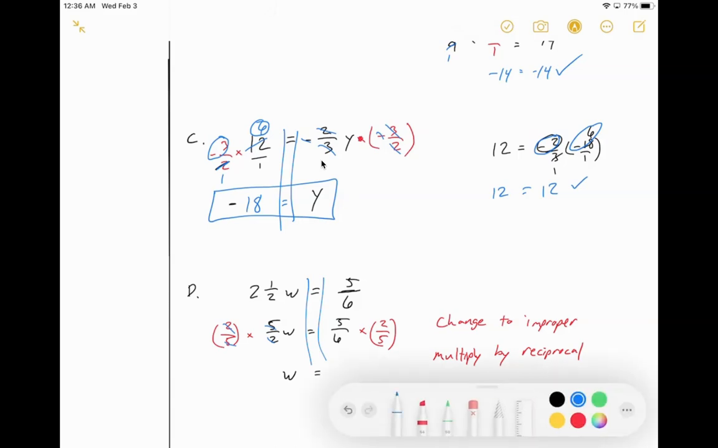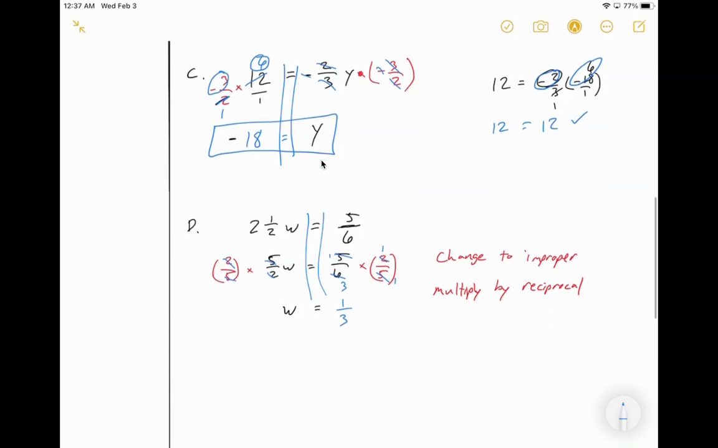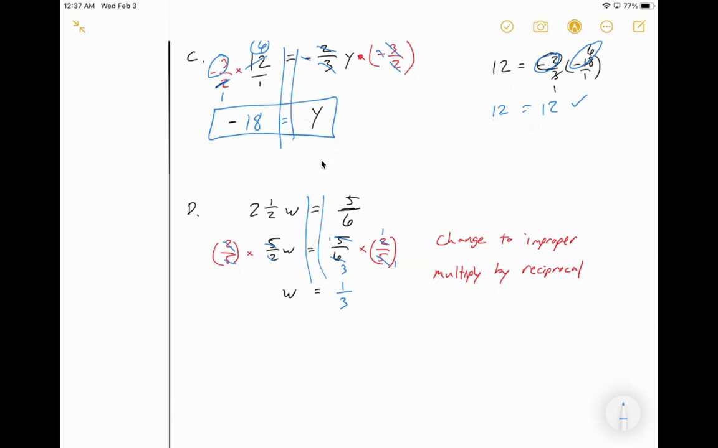And on the other side, 5 cancels. So these become 1s. That becomes a 1. That becomes a 3. So I'm left with 1/3. And I would check that to make sure it's my final answer.